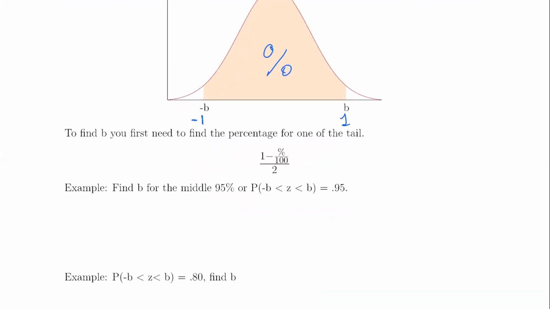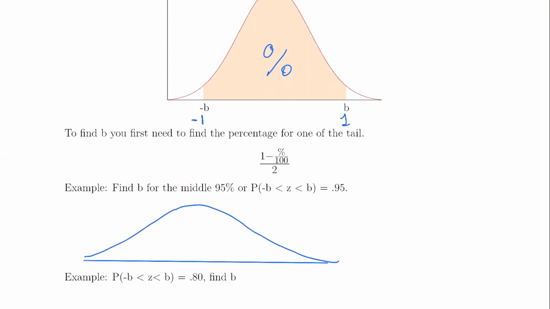We're still going to be using the inverse norm, and we still want to use the idea of the inverse norm that we want the probability to the left tail. So let's first do this problem. For this problem, it says find b for the middle 95%, or probability that negative b is less than Z, which is less than b, which is equal to 0.95. So we want to find two z values that have the opposite sign that capture the 95% in the middle.